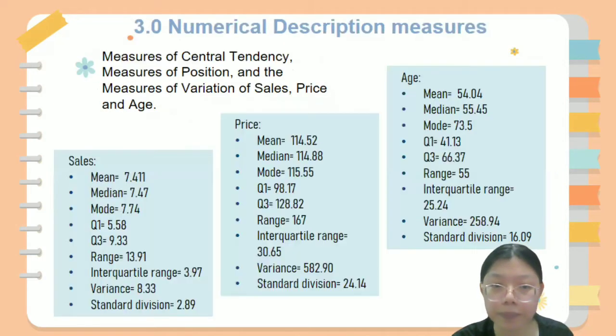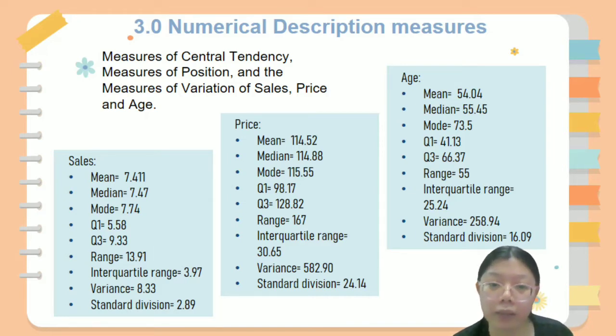Next part is numerical descriptive measures. Measure of central tendency, measure of position, and measure of variation of the sales, price, and age. For the sales, mean is 7.411, median 7.47, mode 7.74, Q1 5.58, Q3 9.33, range 13.91, interquartile range 3.97, variance 8.33, and standard deviation 2.89.